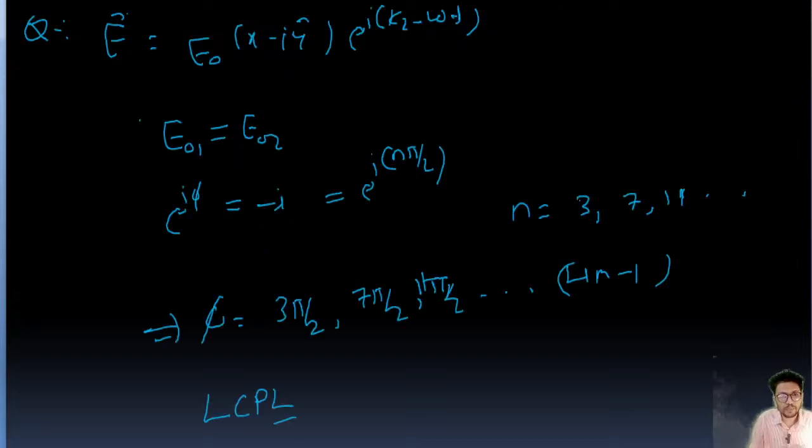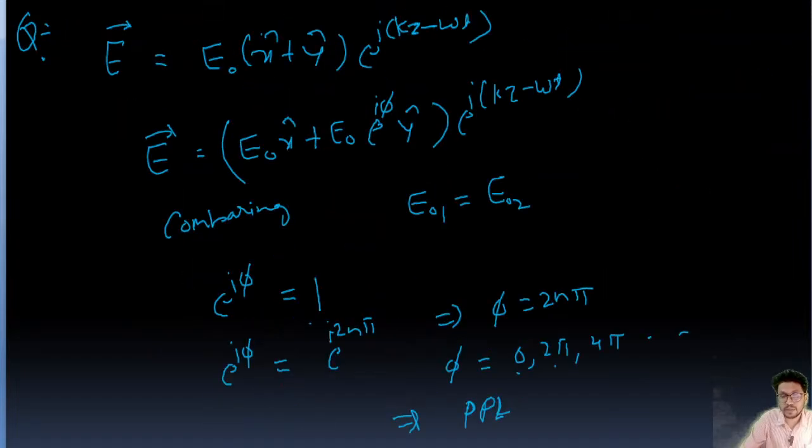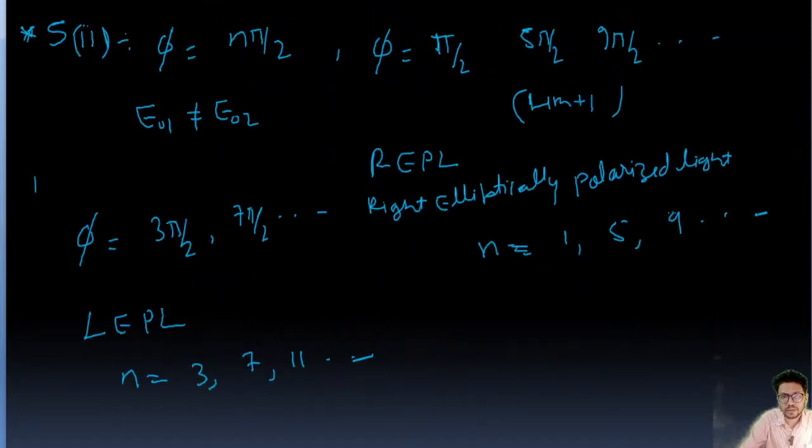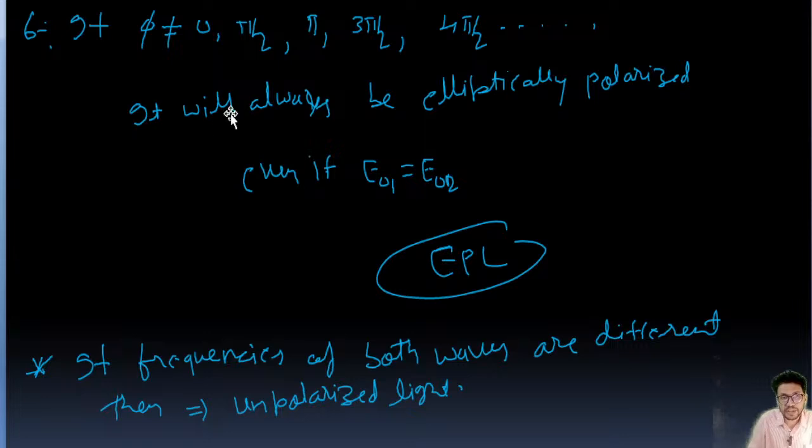I have written this point, guys, a very important point, point 6. If phi is not equal to 0, pi by 2, 3 pi by 2 and so on, and apart from these there would be any other value of phi, in that case it will always be elliptically polarized, whether E naught 1 equals E naught 2 or not. Just wait, guys.